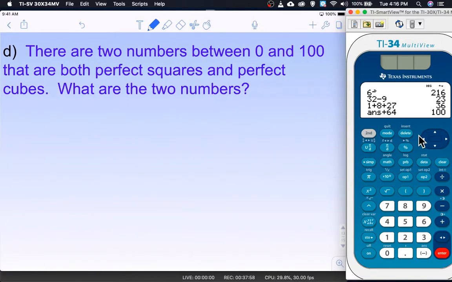Letter D says there are 2 numbers between 0 and 100 that are both a perfect square and a perfect cube. What are those 2 numbers? Pause the video, look back at your charts if you need to, see if you can find them, and then when you're ready to continue, hit play, and we'll go through it together.